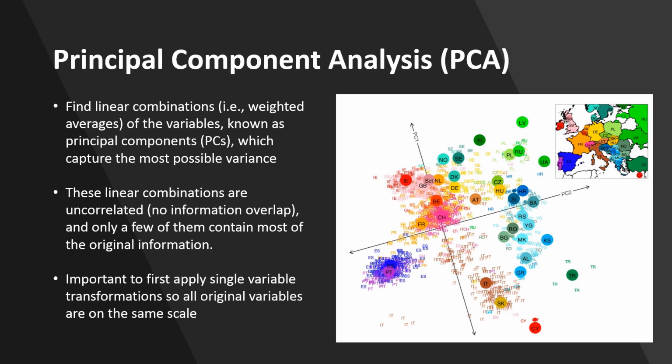The newly generated weighted averages are known as principal components. The principal components are uncorrelated and ideally a few of them are able to capture most of the variance in the data. An important note here is that we need to first scale the variables before applying principal component analysis. This is so that the principal components are not dominated by variables that are much larger in scale.